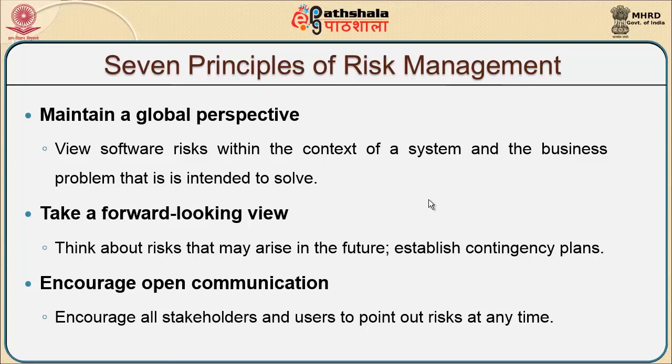One is on the global perspective, to maintain the software risk within the context of the system and the business problems it is intended to solve, and take a forward-looking view, which we have already looked at, where we think proactively about the risk that may arise in future and try establishing a contingency plan for all this risk. We may encourage open communication between the stakeholders and the users to point out risk at any point in time.